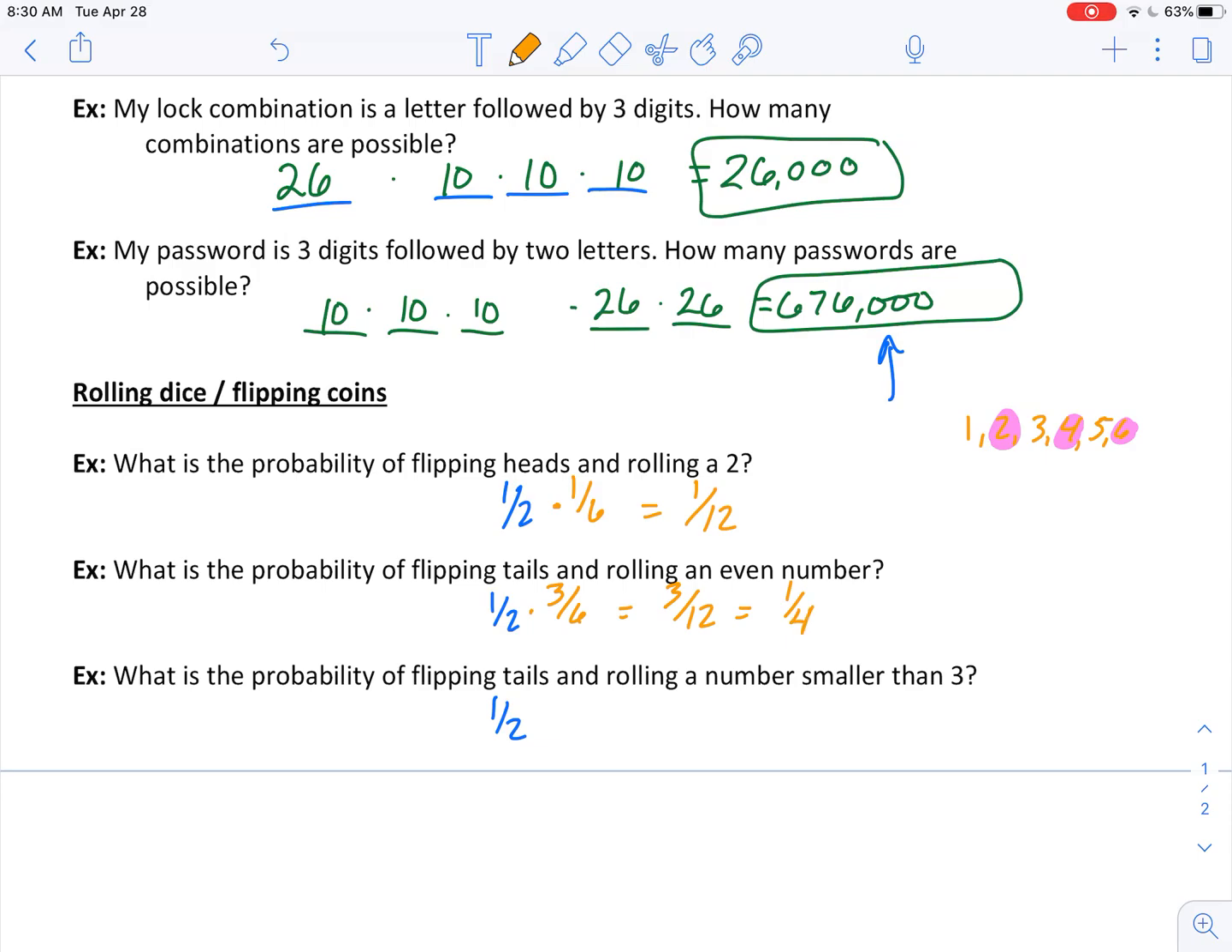And here, let's talk about what's the probability of rolling an even number. Well, I could roll a 2, a 4, or a 6. So these are my even number possibilities. So that's 3 options out of 6, which would be 3 out of 12. And if I simplify that, that's 1/4.